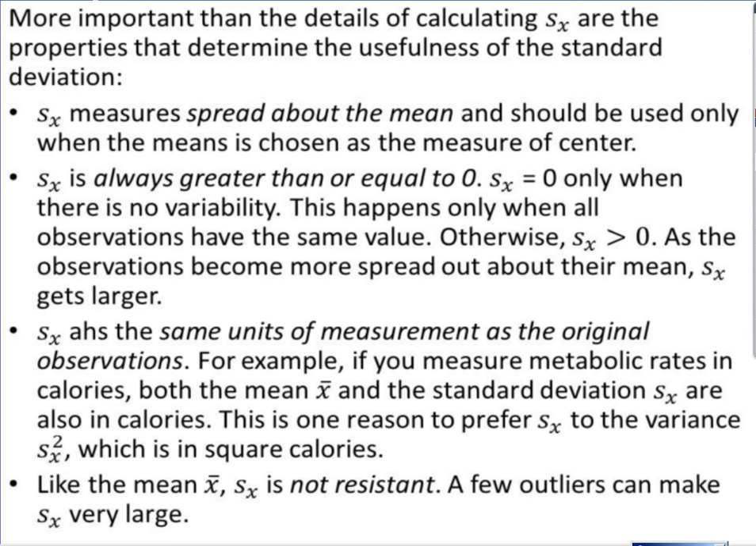S sub x has the same units of measurement as the original observations. So when we were talking about pets, our standard deviation was in pets. If we're talking about metabolic rate in calories, then we would have the same units in our standard deviation. Like the mean, x bar, s sub x is not resistant. So a few outliers can make s sub x very large.